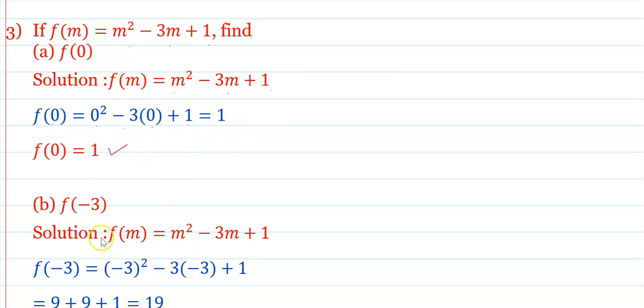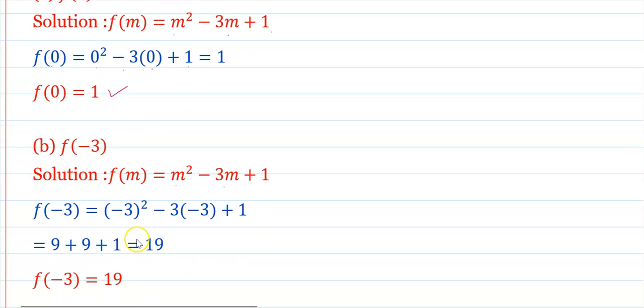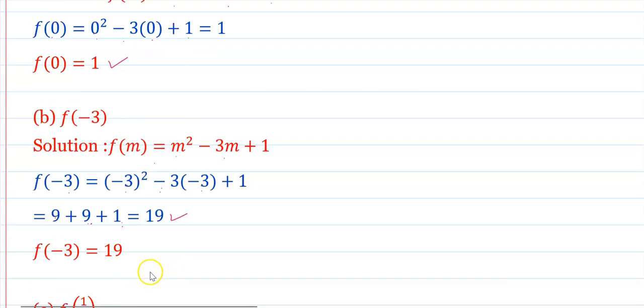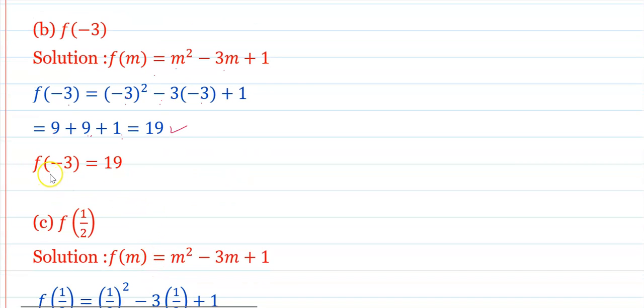Next is f of minus 3. Again here f of m is equal to m square minus 3m plus 1. Here replace m by minus 3. Therefore f of minus 3 is equal to (minus 3) square minus 3 into minus 3 plus 1. (Minus 3) square means 9. Minus 3 into minus 3 is plus 9, and again plus 1. 9 plus 9 is 18, plus 1 is 19. Therefore the value of f of minus 3 is 19.